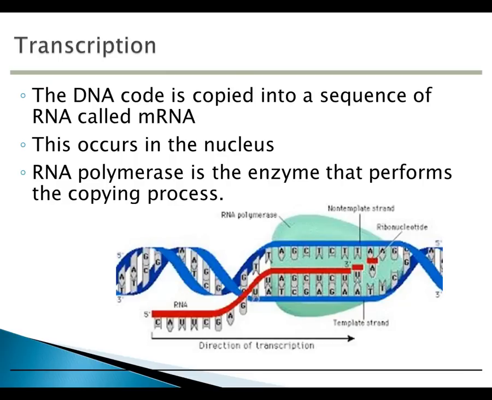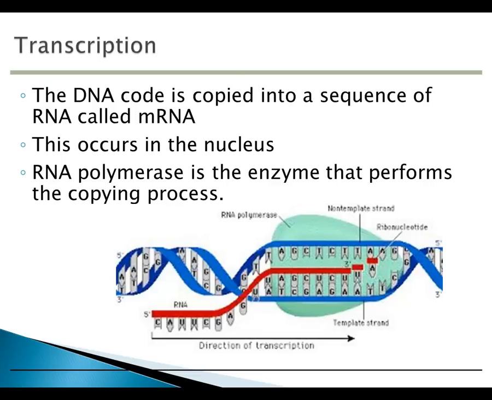So as we look at transcription, we have to start understanding that this is taking that DNA code, those sequence of A's, T's, C's, and G's, and copying them into a sequence of RNA. And this specific sequence of RNA is called messenger RNA, or mRNA. And it's taking those A's, T's, C's, and G's of DNA and making a sequence of A's, U's, C's, and G's in RNA. This all occurs inside of the nucleus.